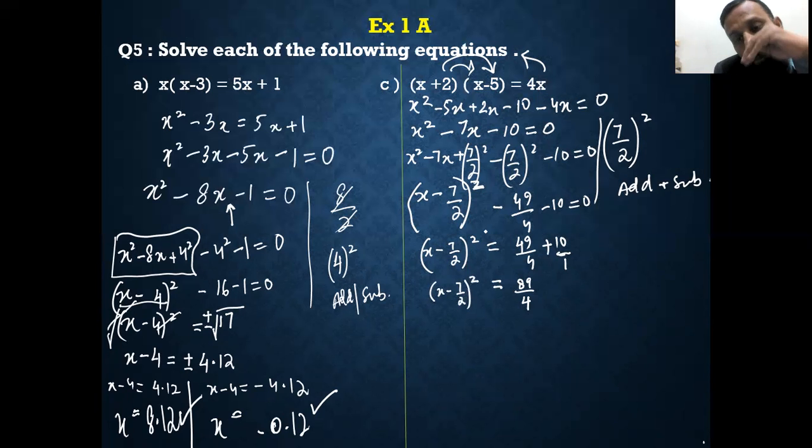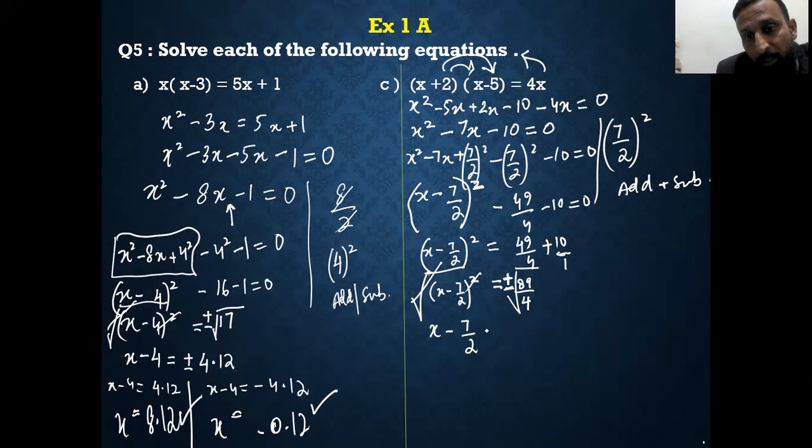So dear students, what can we do? We can apply the square root method on the two sides. So let's do it. Square root on this side, square root on this side. Remember, we need to put a plus and a minus sign on our own. Now again, square and square root cancel out. So we have x minus 7 upon 2 equals plus minus.